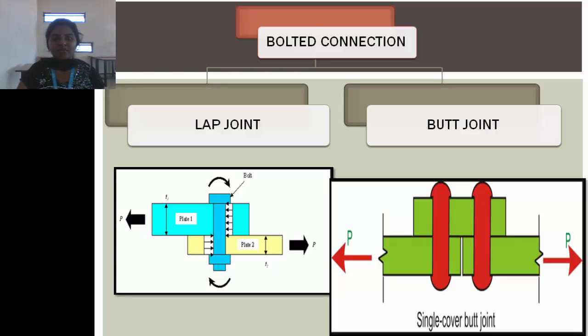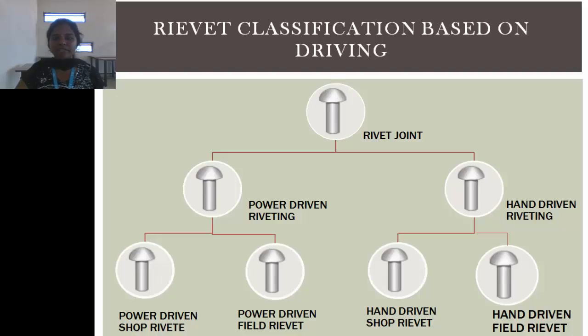Lap joint. What is lap joint? Lap joint is nothing but connecting two plates overlapping the other. Like one plate overlaps the other and it is connected by means of bolted connection. Butt joint is nothing but placing two plates adjacent to each other and it is connected by means of another plate and it is bolted. That is butt joint.